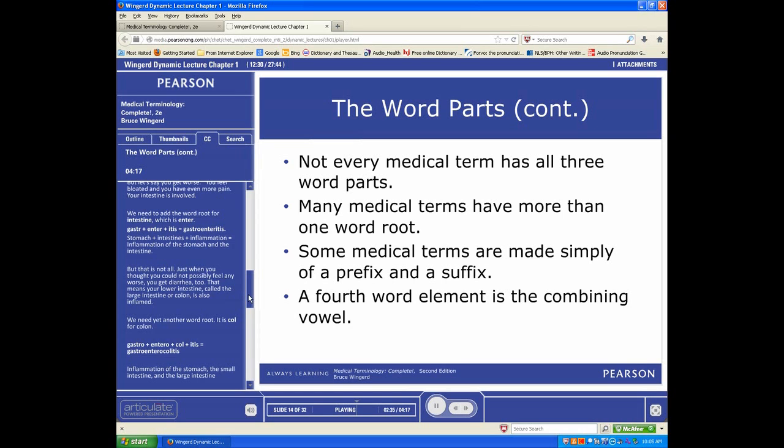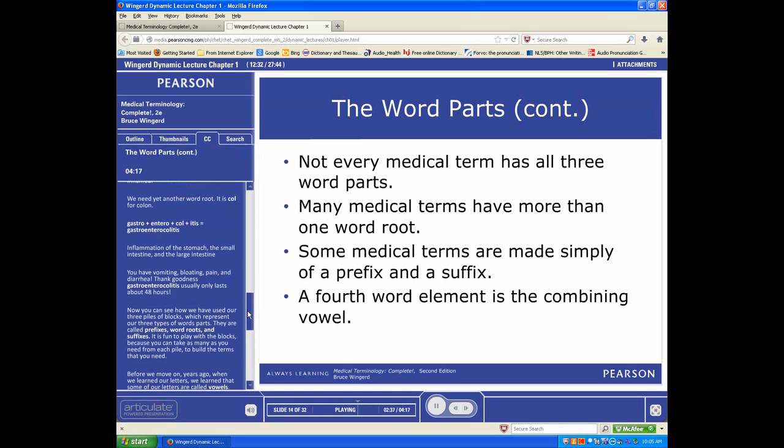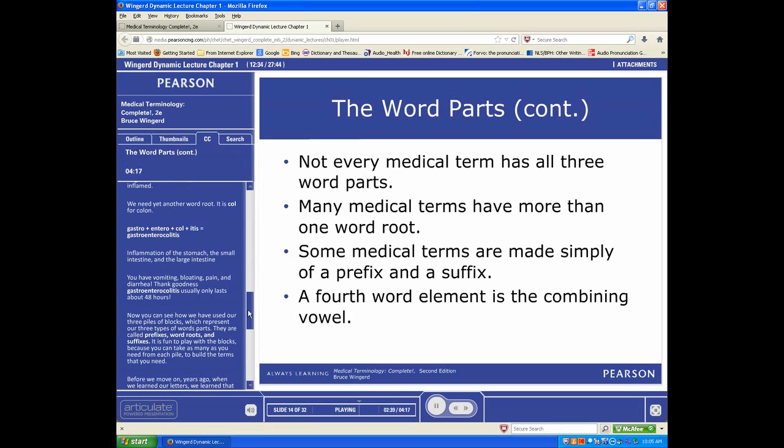Now you can see how we have used our three piles of blocks, which represent our three types of word parts. They are called prefixes, word roots, and suffixes. It's fun to play with the blocks because you can take as many as you need from each pile to build the terms that you need.